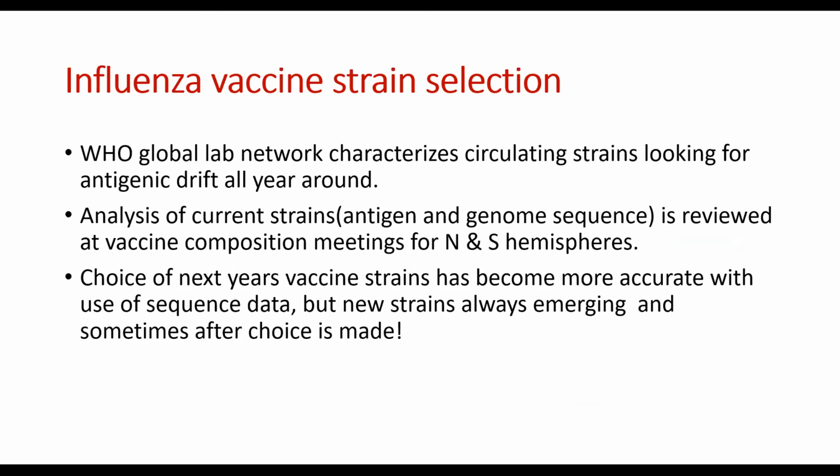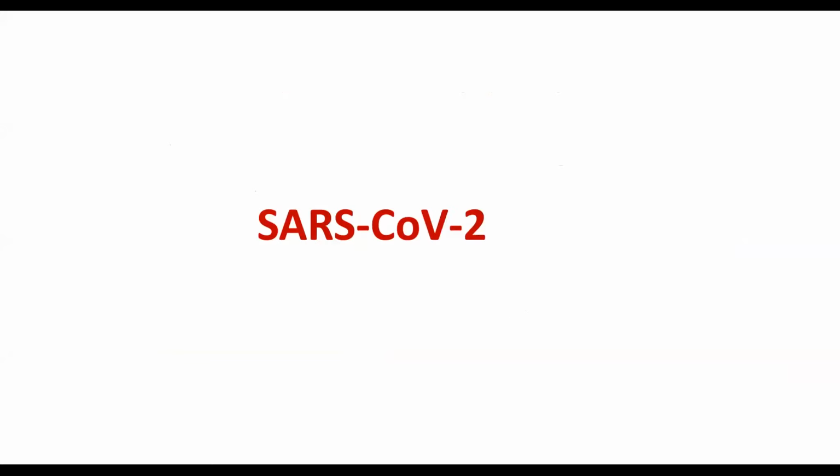So for influenza vaccine strain selection, the WHO has a global lab network that characterizes these antigenic drifts every year. So the analysis of the current strains, the antigenic and the genomic sequence, is absolutely important for this definition. And we know that new strains are always emerging, and sometimes after the choice of the vaccine is made. So we need to do continuous work in this program to have a better understanding.